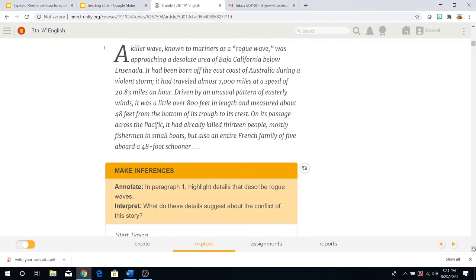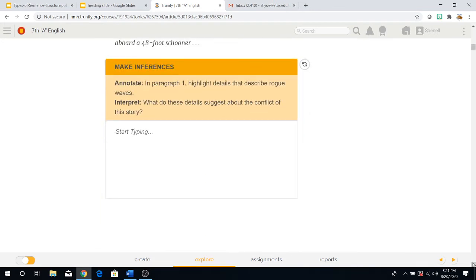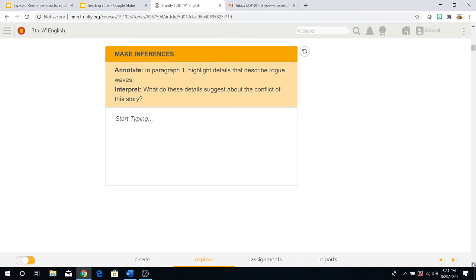Annotate in paragraph 1, highlight details that describe Rogue Wave. So in this first paragraph, you are going to annotate. A reminder, the word annotate means to underline, circle, or highlight the information, which in this case would be details that describe rogue waves. Then we make our inference. We interpret. What do these details suggest about the conflict in this story? So everyone's going to write that in your textbook. You should have enough space. If not, use your notebooks.